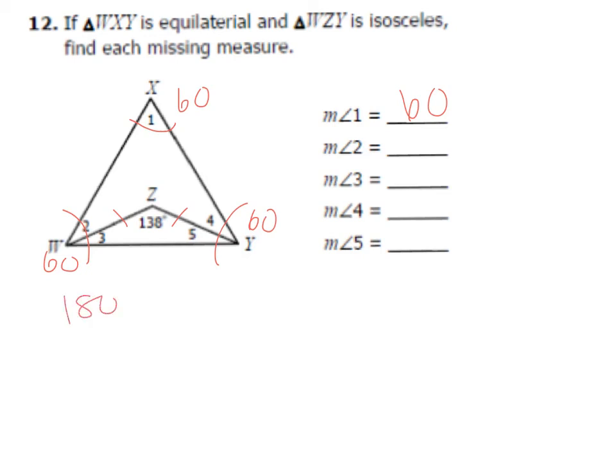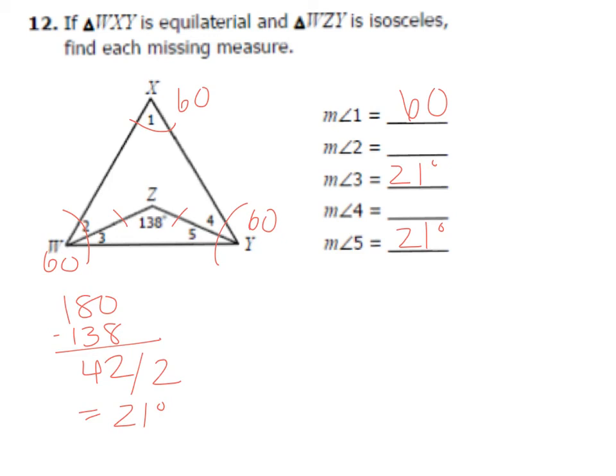A triangle is 180 degrees. We've used up 138. That's going to leave me with 42 between the two of them. Divide that by 2, we know that each one of those angles is 21 degrees. So angle 3 is 21 degrees, and angle 5 is 21 degrees.